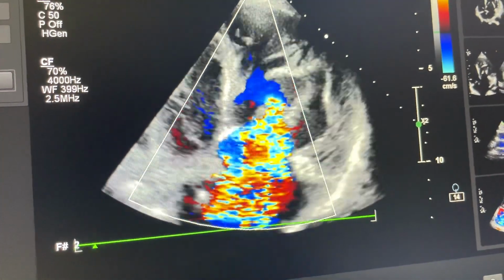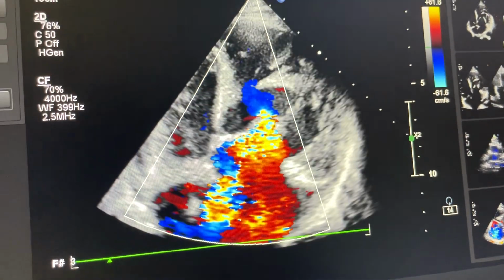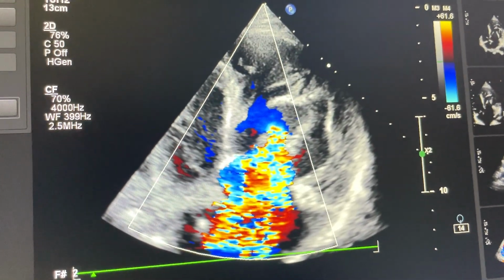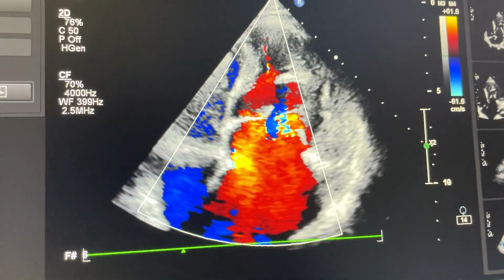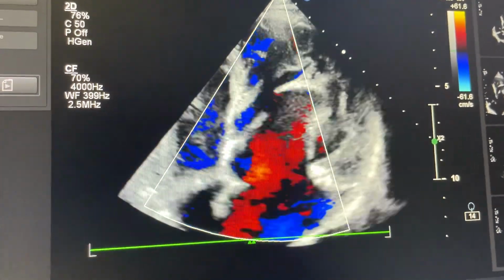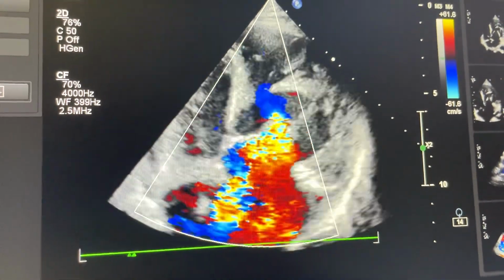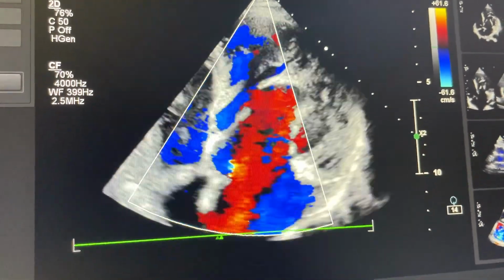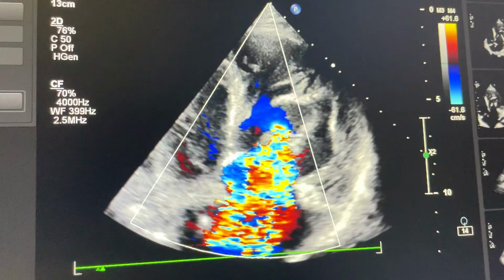That is the reason that the patient is having lots of severe TR, and that is why patient is getting shortness of breath. So in this case, either tricuspid valve should be repaired or replaced if repair is not possible.